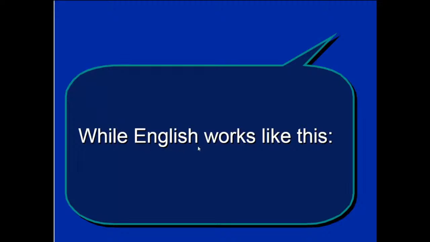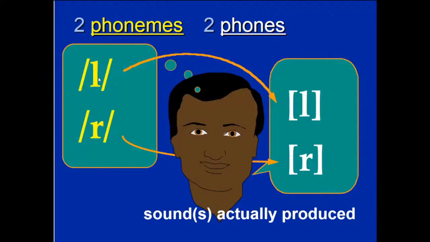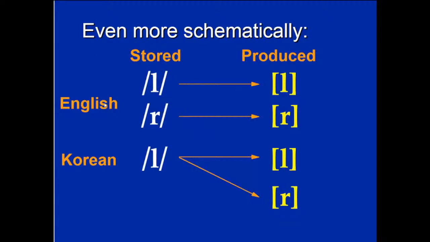While English works like this: L is a separate sound, a separate phoneme. It's different from R in English. So these are two different phonemes, and they have two different realizations here. Look, in English we have L as a phoneme. It is realized as L. This is one of the realizations of it. R is another phoneme, and this is its realization. Now in Korean we have only one sound, one phoneme, and it is realized as L or R here.